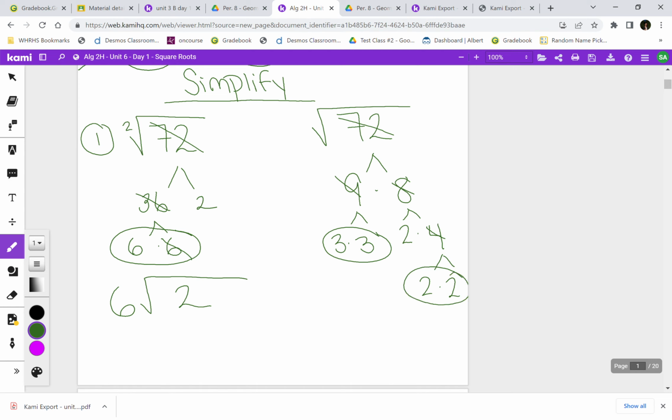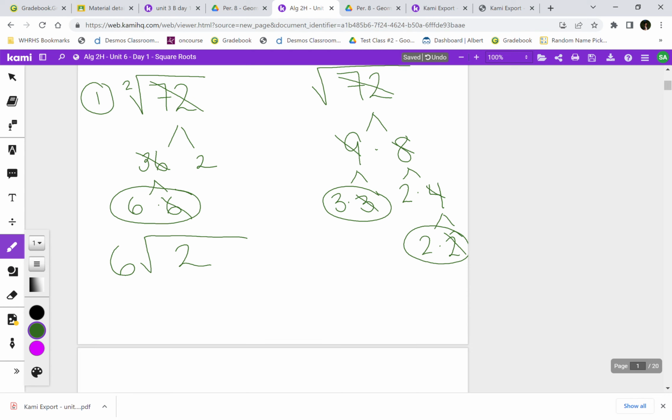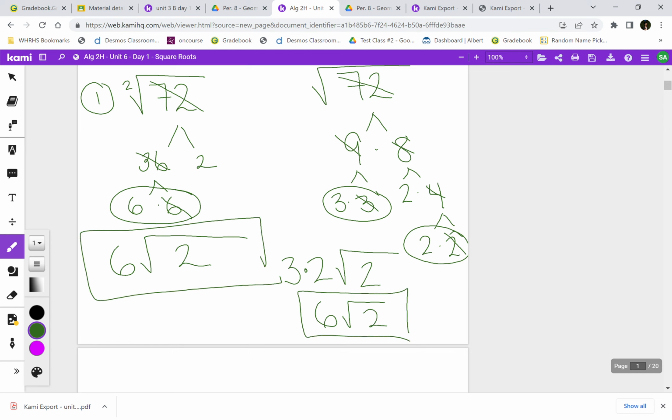We want twins. We do not want triplets. You're not going to put all 3 of these in a circle together. We just want pairs. We just want twins. So now everything we circled goes on the outside 1 time. So a 3 is going on the outside, a 2 is going on the outside, and you multiply them. Whatever's not crossed out and not circled goes on the inside. What's left on the inside? A 2. So this again becomes 6 root 2. Same answer both ways.